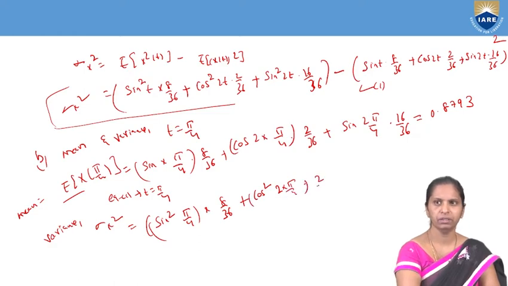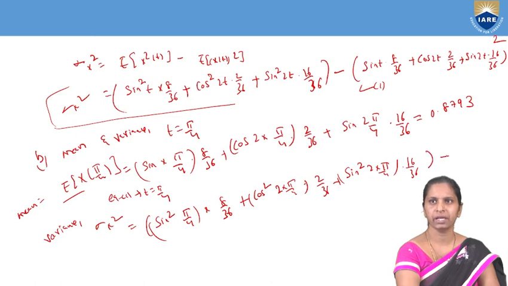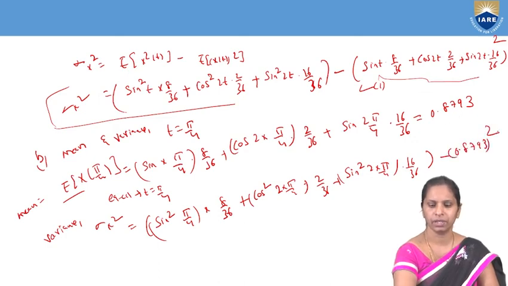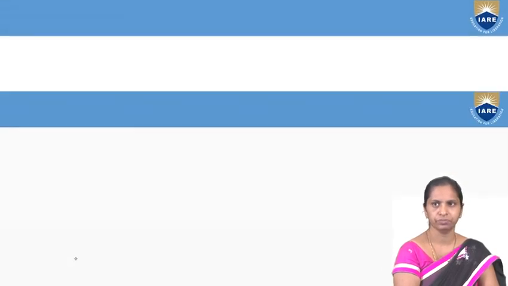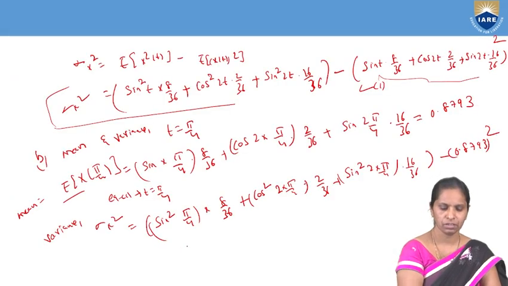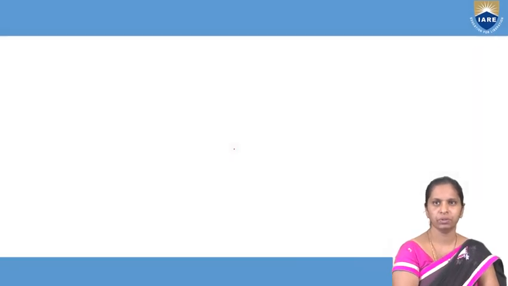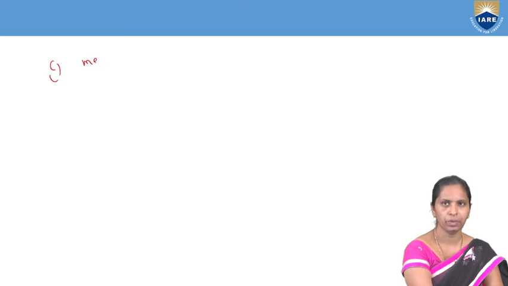So into what am I having here? 2 by 36 plus sine square 2 into pi by 4 into 16 by 36 minus E of x(t) whole square. I have already calculated this value, the mean, 0.8793 square. So if I simplify this, I'm going to get the answer 0.0602. So this is the variance at t equals pi by 4. Similarly, I can calculate the mean and variance at t equals pi by 2 also.